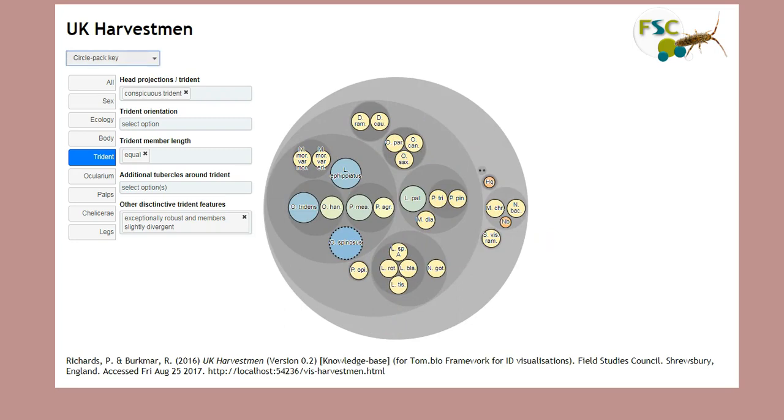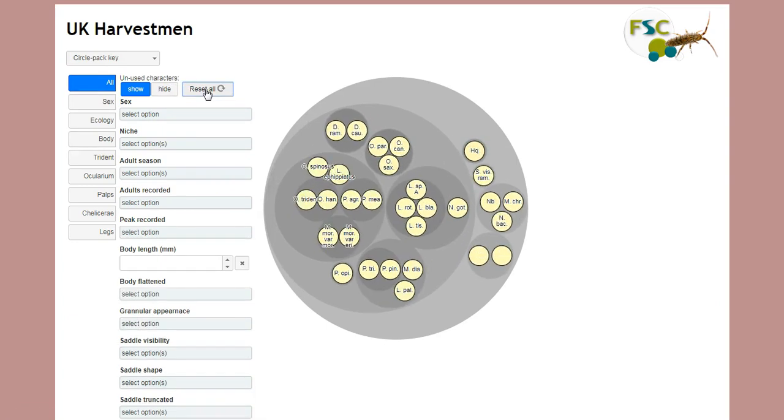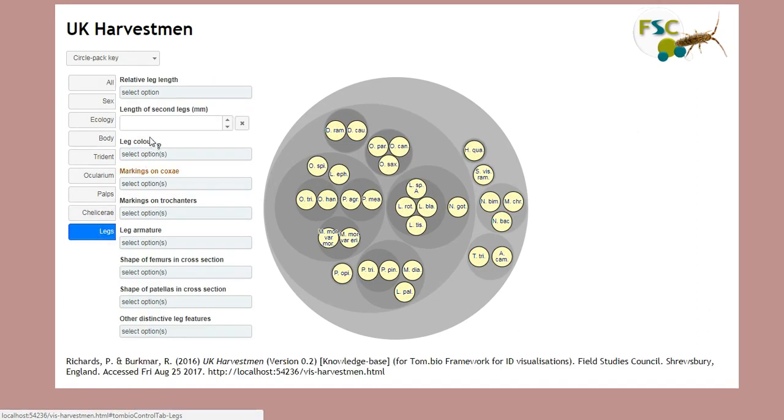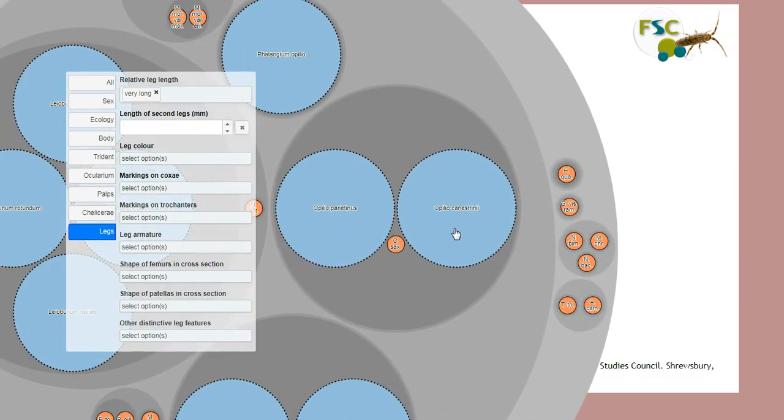But one great advantage of the Circle Pack key is in seeing how well taxa match certain character states within the context of their higher level taxonomy. So for example, if I select just this leg length character state, very long, I can see immediately that this character is shared by species across only 4 genera, and that there is only a single exception within those genera.